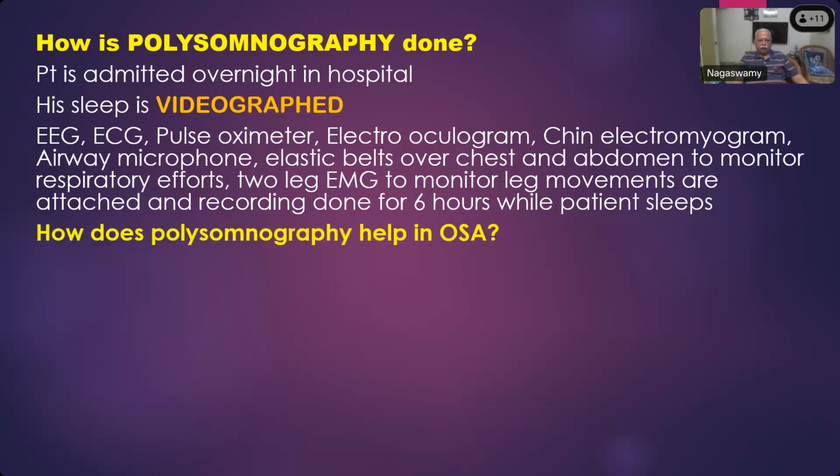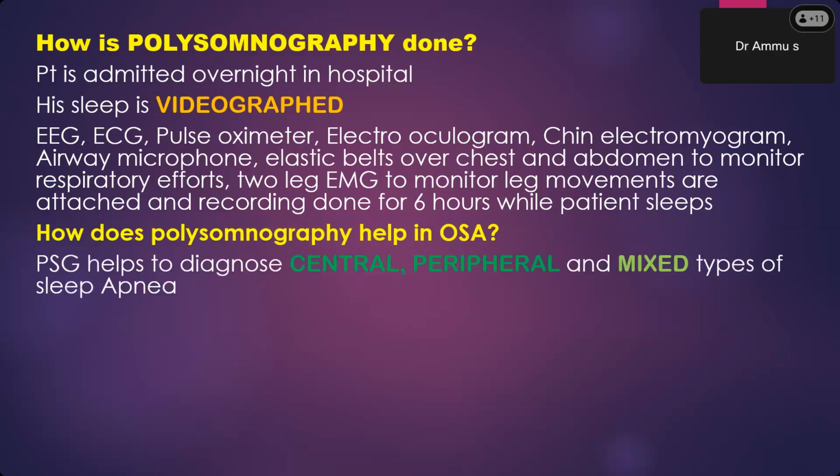How does polysomnography help in OSA treatment or diagnosis of this condition? What are all the things it will record? When you attach all the monitors, what parameters do you record? Heart rate, SpO2. These are all general. With regard to OSA, how many times is he obstructing? How many apnea or hypopnea episodes are there? So PSG helps to diagnose central, peripheral, or mixed types of sleep apnea.